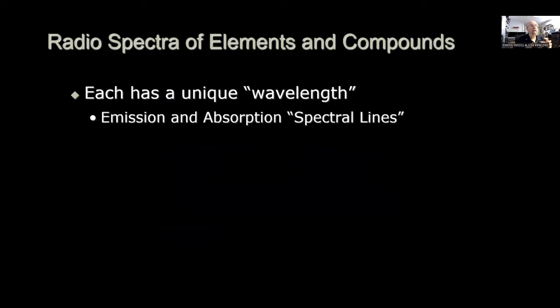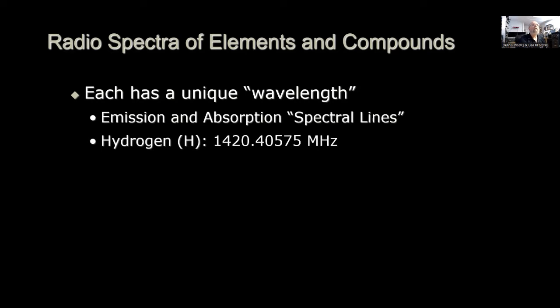So emission means that it's actually emitting that frequency, or absorption means that it's in front of something, and we're actually absorbing something in front of the source, absorbing that frequency. And so that's how we can detect it. So there's a source of energy behind, let's say, a cloud of dust. We can determine what's in the dust by those absorption lines. So these are the emission and absorption spectral lines.